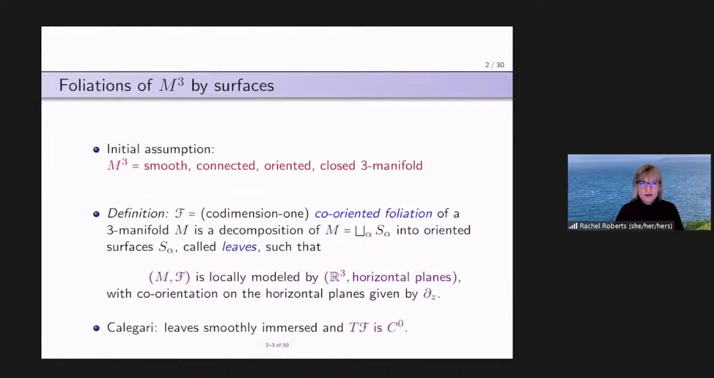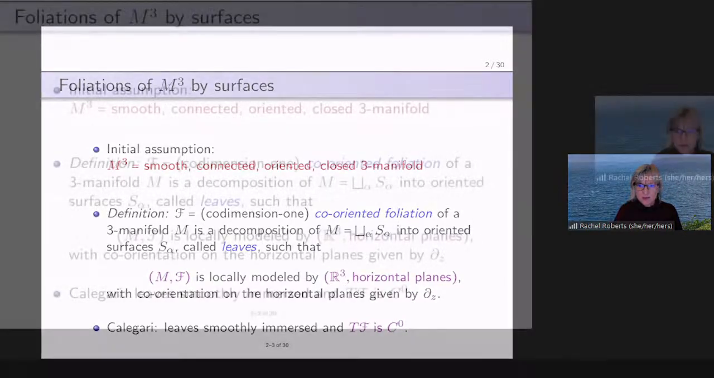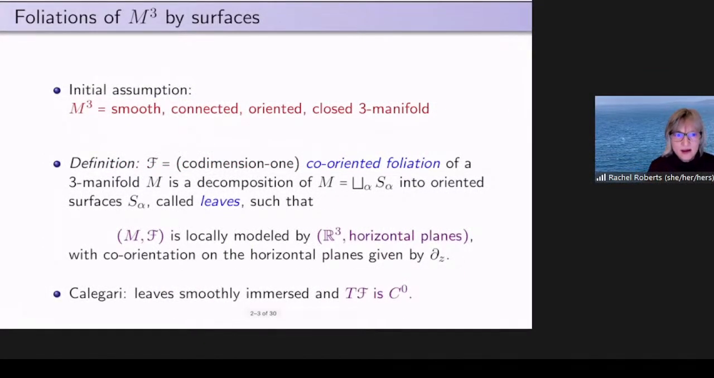So our world is going to be the world of 3 manifolds. At the beginning, just to simplify statements, I'm going to assume that my manifold is closed and connected. There's uniqueness of smooth structures, so I can assume that it's smooth without losing anything. Also, oriented is not such a big deal, but we'll assume oriented.